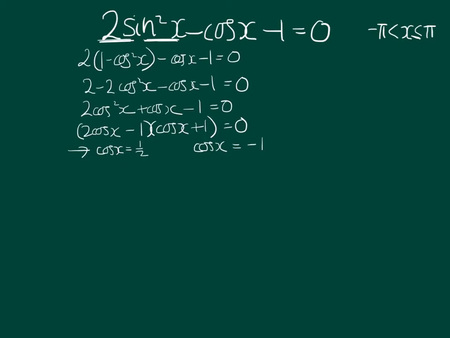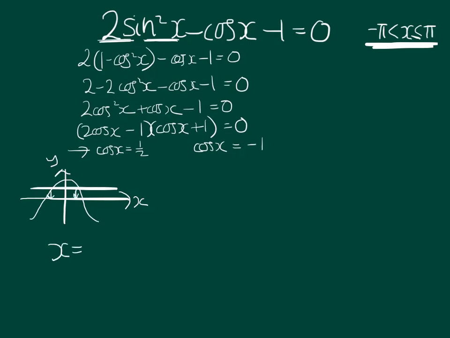So we want to solve these separately, so draw some graphs. Oh, should go this way because we're doing it for this region. Okay, so we draw a line at a half, and our two solutions are going to be this one, and they are x equals plus or minus pi by 3.